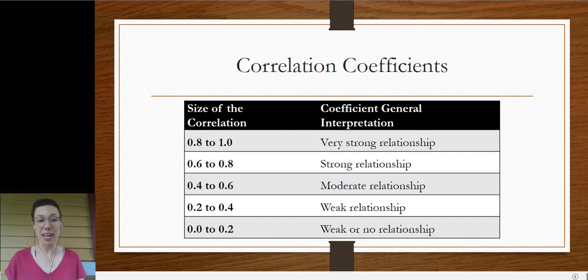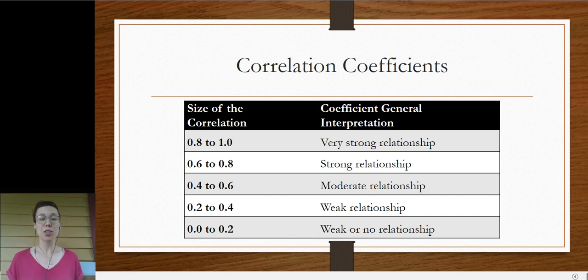This is a chart that I would encourage you to jot down in your notes or save somewhere on your computer that you have easy access to. You'll be able to use this information. You definitely don't have to memorize it. But in general, here's the agreed upon range of what constitutes a weak or no relationship as opposed to a very strong relationship.